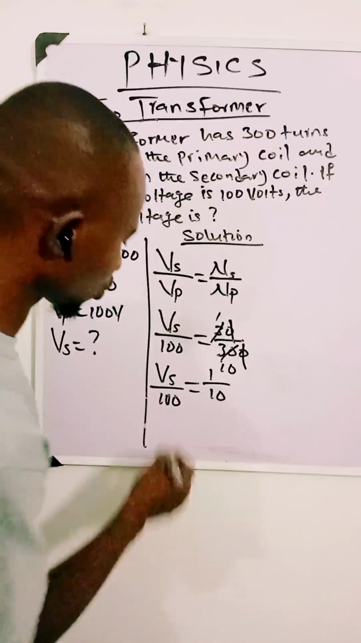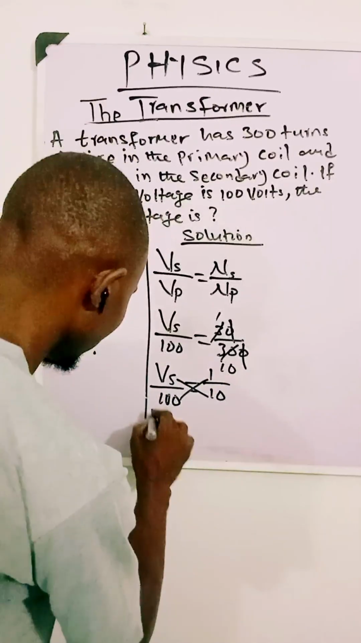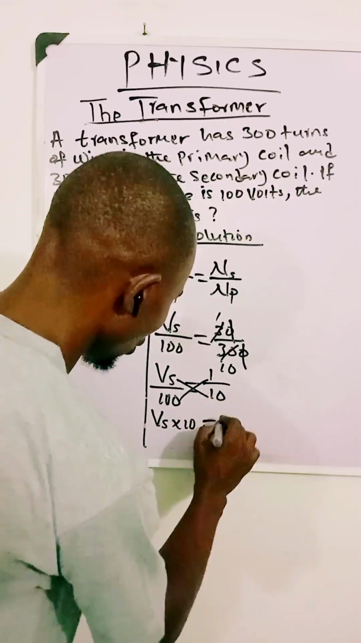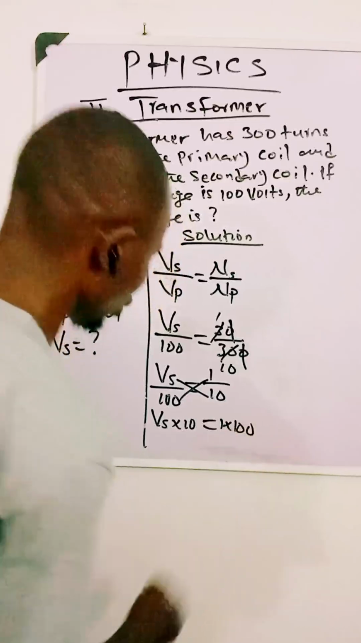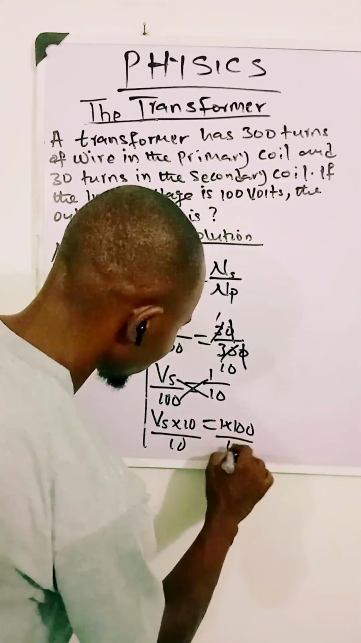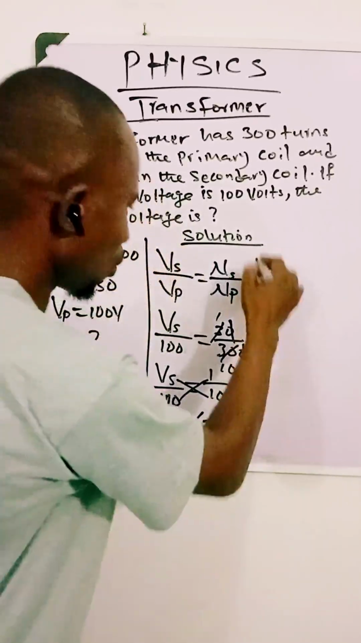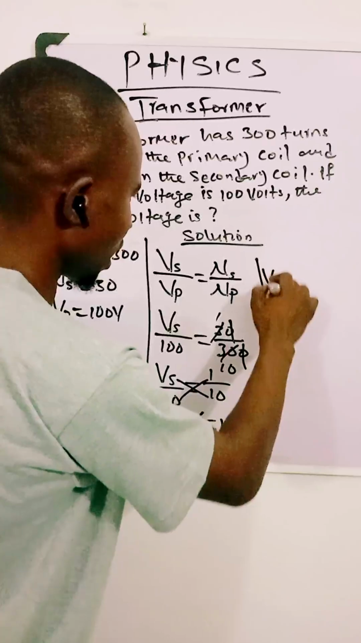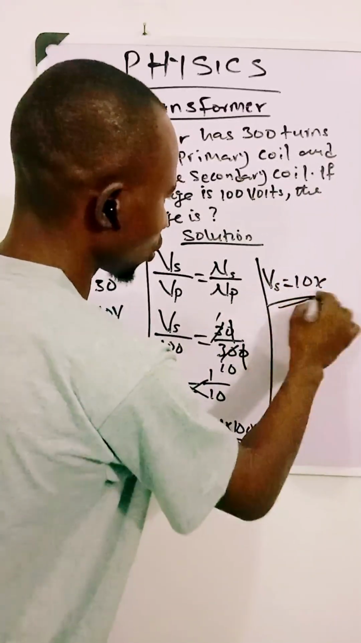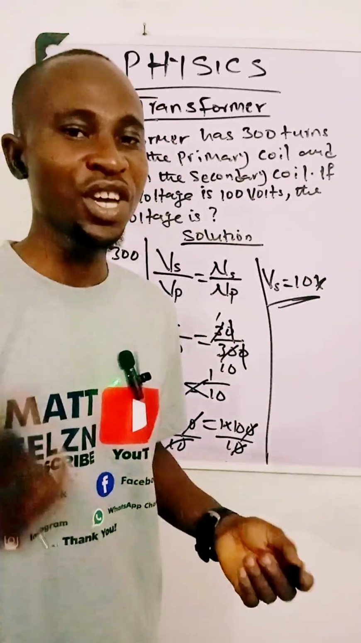Okay, now at this point I'm going to cross multiply, that is this multiply this, multiply this. What am I going to have here? Vs times 10 equal to 1 times 100. Vs is what I'm looking for, so I'll divide both sides by 10. 10 will cancel this, 10 will cancel this. So what I have here is my Vs is equal to 10 volts. Okay, this is the secondary voltage.